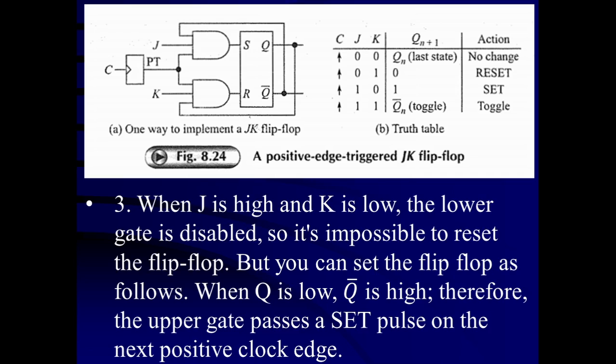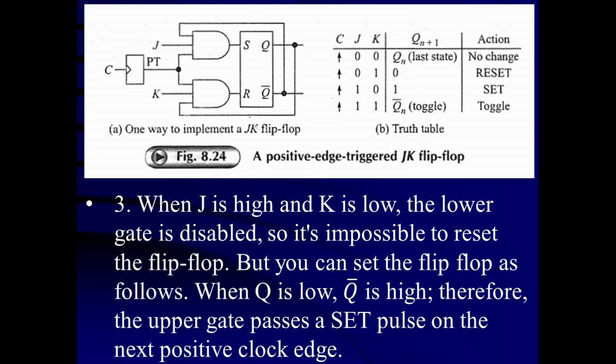Similarly, there is a third entry in the truth table: J is equal to 1, K is equal to 0. If J is equal to 1 and K is equal to 0, you can apply the same logic. As K is equal to 0, the output of the lower NOR gate is going to be 0. That means R is going to be 0, so you cannot reset the flip-flop.